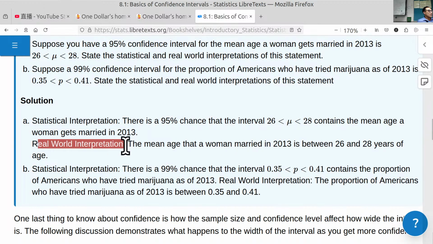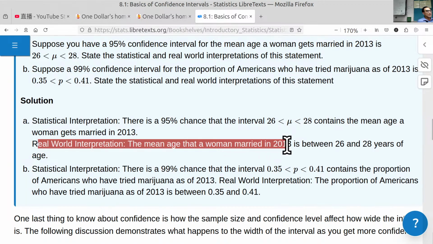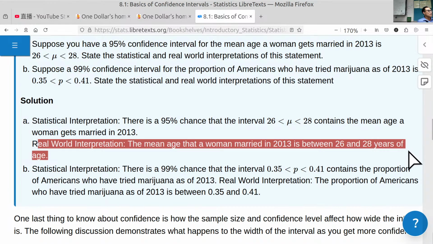Real-world interpretation: the mean age of women married in 2013 is between 26 years old and 28 years old. Okay.